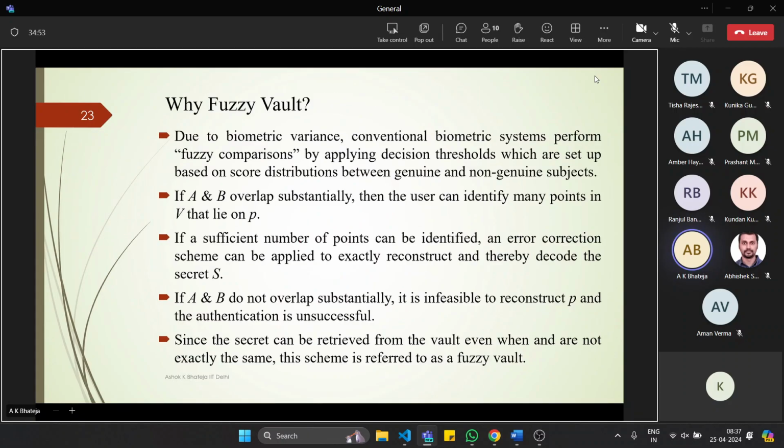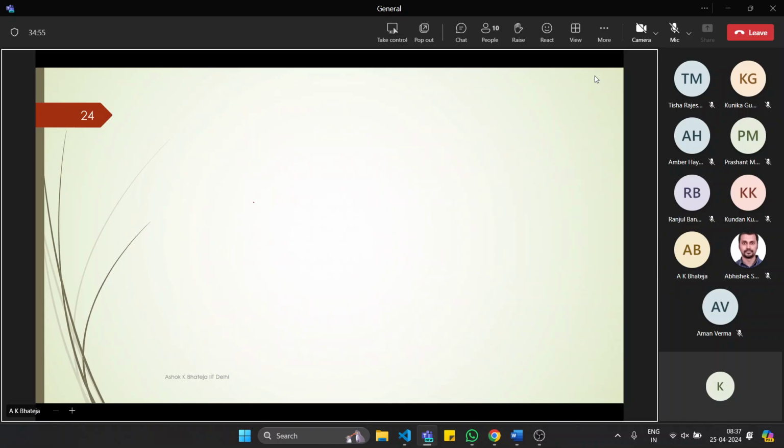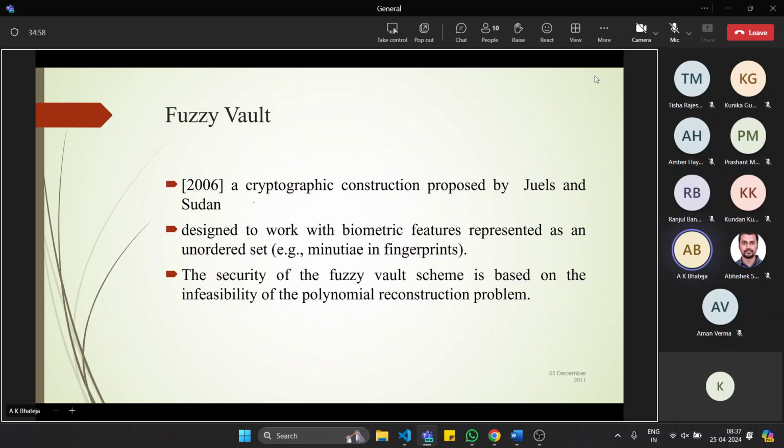This we have already discussed. I already explained to you that the security of this vault is based on the infeasibility of the polynomial reconstruction problem.